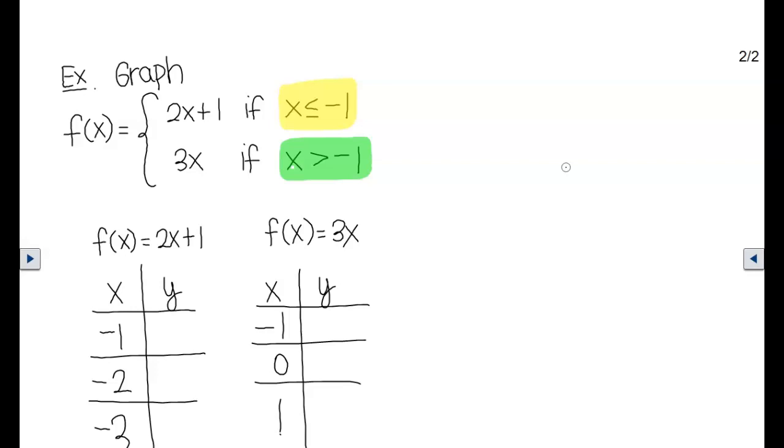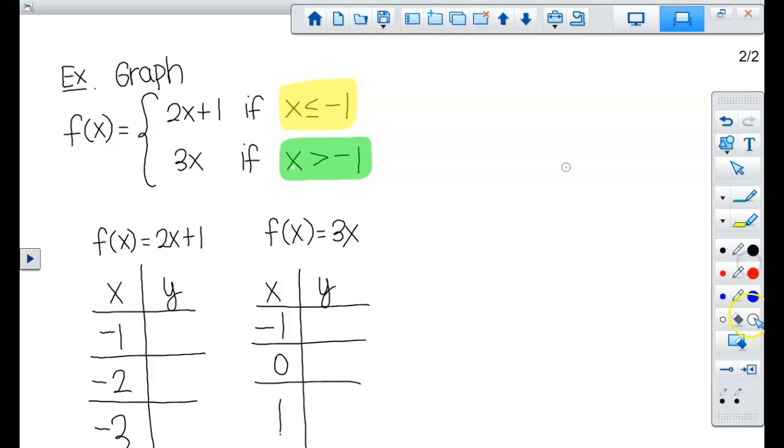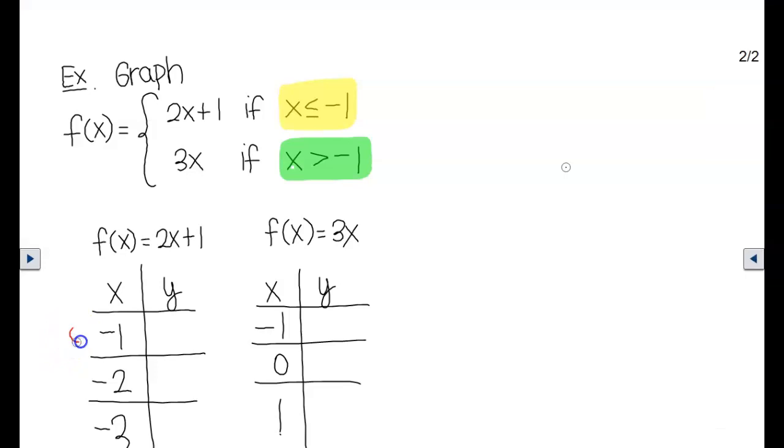All right, so now let's talk about this for just a minute. I made you put negative 1 in both of your tables because negative 1 was specifically mentioned in both of these domains. Now, here is the deal. This top one says that x is less than or equal to negative 1. Less than or equal to. So it can be equal to. So when you graph this point over here, you're going to use a filled-in circle to graph it.